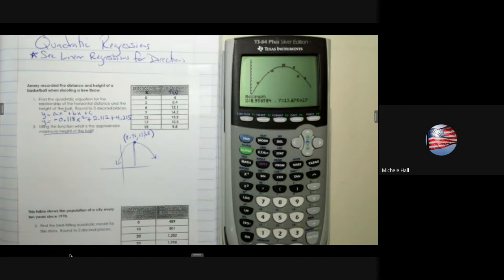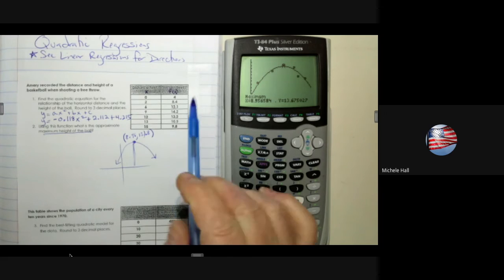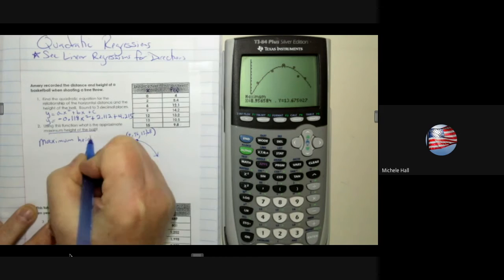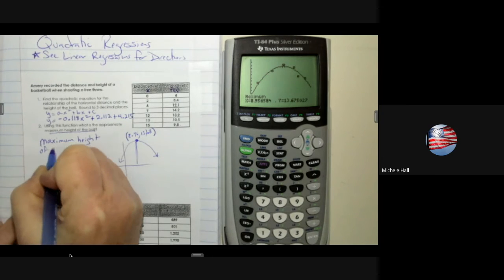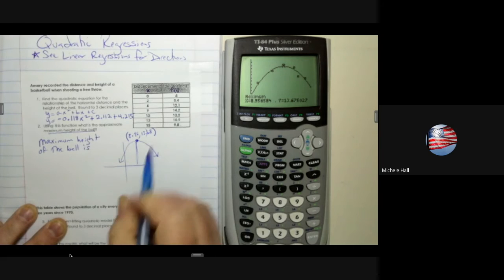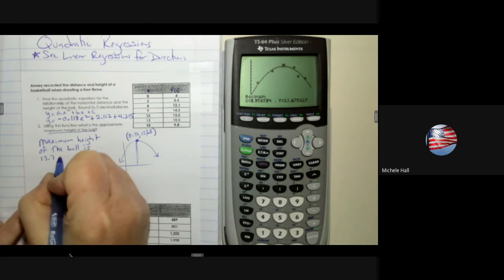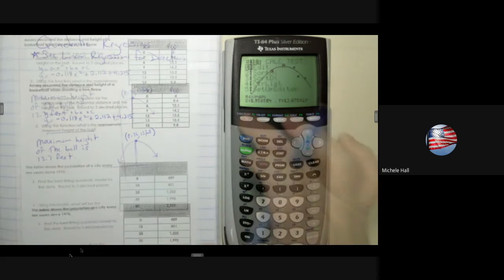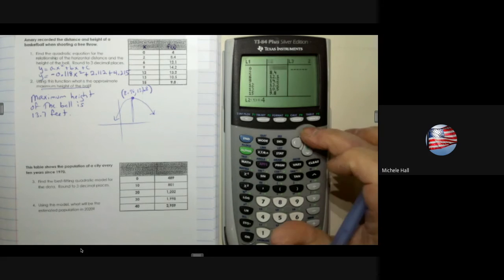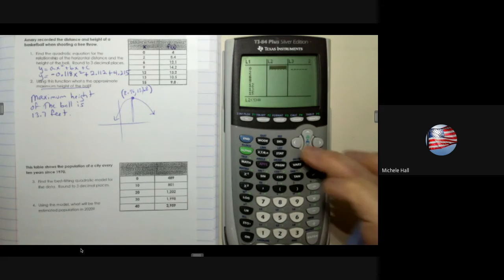What is the maximum height of the ball? The maximum height in feet, we see that all the answers are in tenths. So we're going to say maximum height of the ball is 13.7 feet. Go to y equals, clear the equation, go to stats, edit another list. I'm going to go up on L2, clear and come back down and clear my list 1.